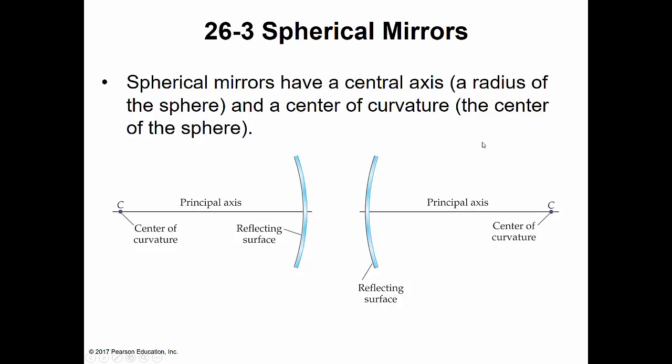Spherical mirrors have a central axis, a radius of the sphere, and a center of curvature, the center of the sphere. So the center of curvature, C, would be the center of the sphere, and the distance between C and the mirror is R, the radius of the sphere.